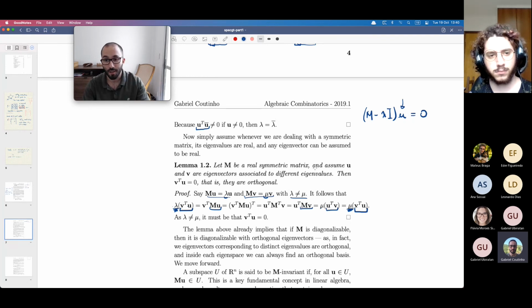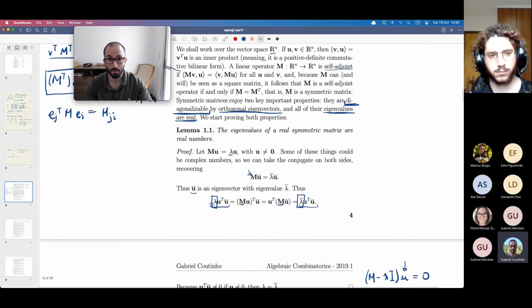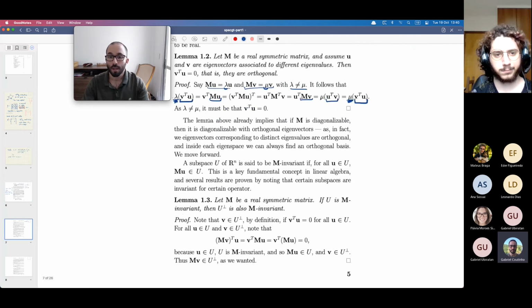So actually, the difficult thing for symmetric matrices is to show that they are always diagonalizable, meaning they have enough eigenvalues and eigenvectors. Okay. So this lemma is already saying that if M is diagonalizable, then it is diagonalizable with orthogonal eigenvectors. So now let's move to the task of actually showing whether or not M is indeed diagonalizable.